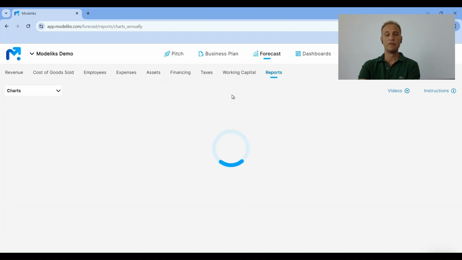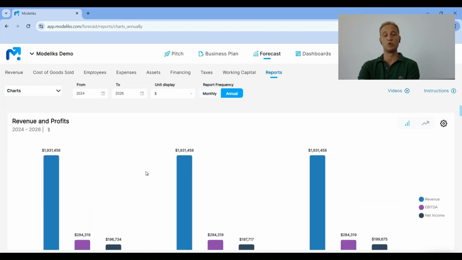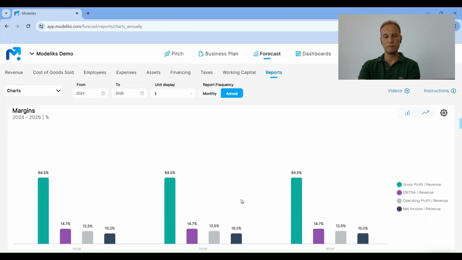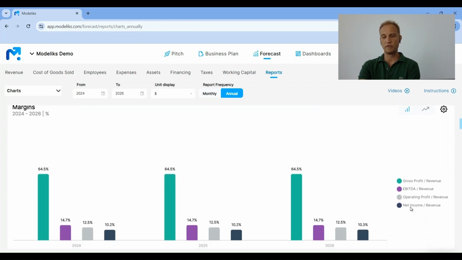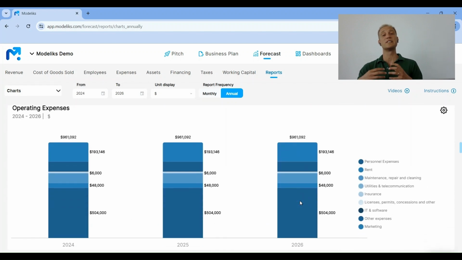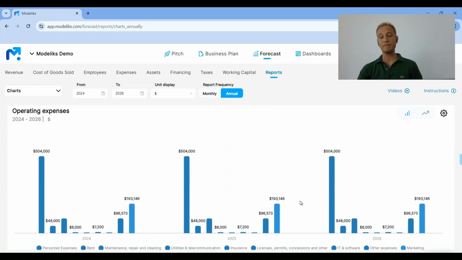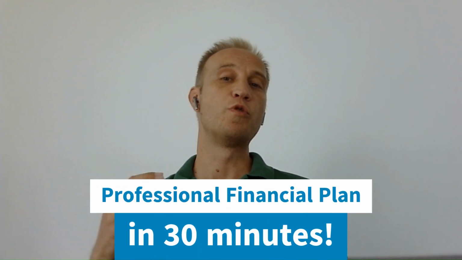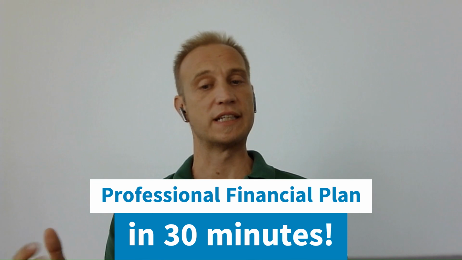This is on a monthly basis, and then if you want to look at it on an annual basis as well, for the 3-year period for which we created our financial plan, you have your revenues, your EBITDA, net income, you have your profit margins, gross profit, EBITDA, operating profit margin, net income, and so on. Every single chart that you need in order to understand how your financial plan will look like for your restaurant in the future. I hope that was helpful. We were able to create a professional financial plan within 30 minutes with Modeliks.